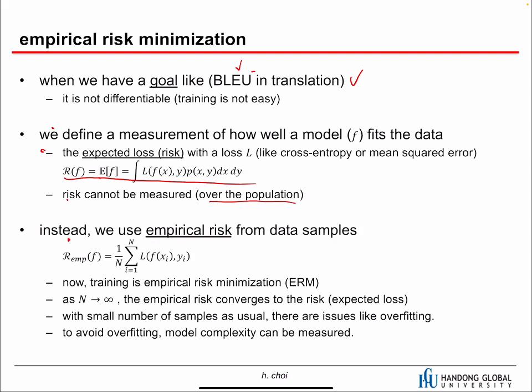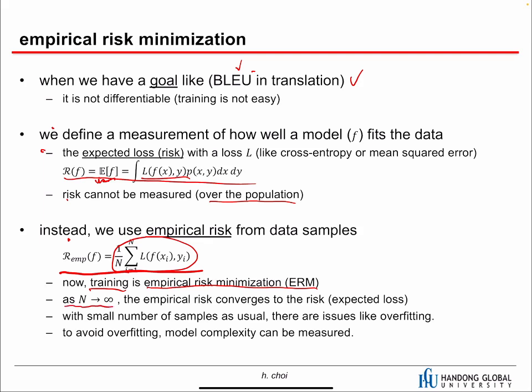Instead, we can use empirical risk from data samples. We can actually select 1,000 people randomly, and then we can measure their height, and then we can take the average to estimate these expectations. That's empirical risk. So instead of calculating this expectation, we just get some data samples and then take the average of this loss. In this case, training is actually empirical risk minimization. So we are going to minimize this empirical risk. That's all we can do.